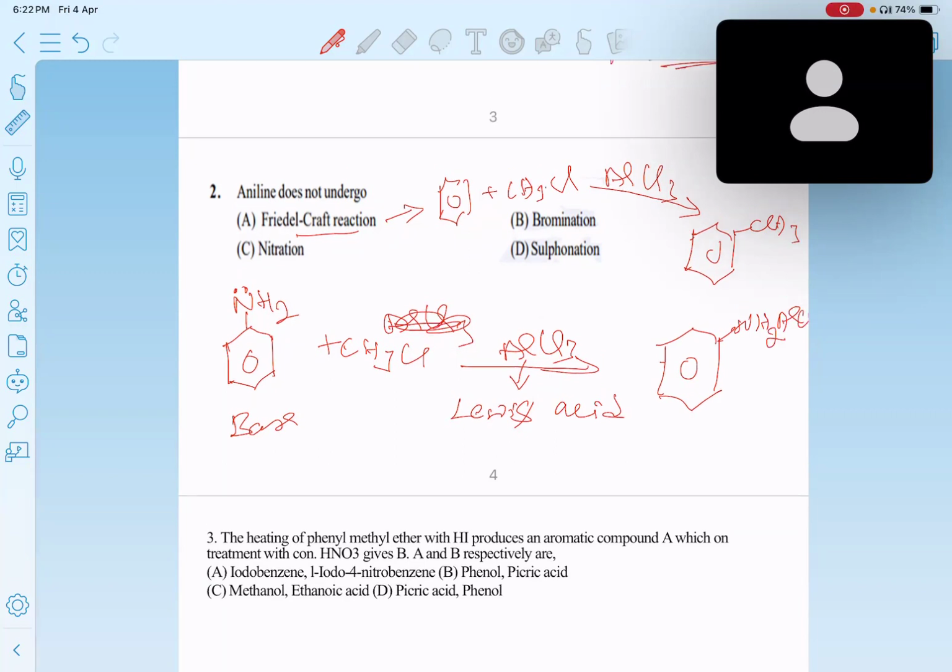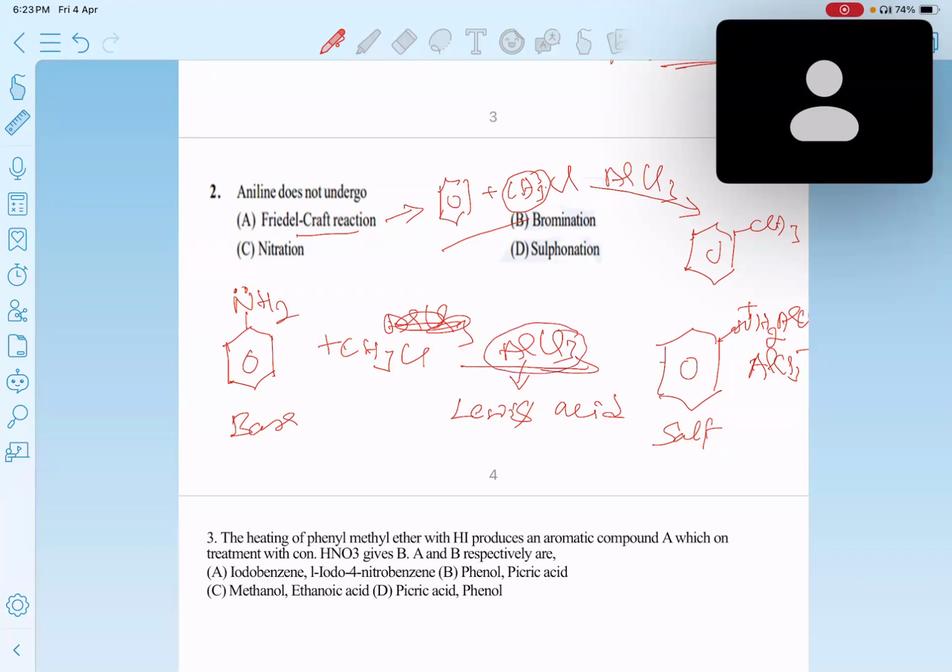To form salt, anilinium aluminum chloride salt, AlCl3 minus. So form salt. Because of this reason, aniline does not undergo Friedel-Crafts reactions. Actual Friedel-Crafts reaction is the addition of an alkyl group to the aromatic ring. Here, addition of an alkyl group to aniline through Friedel-Crafts reaction is not possible because of why?